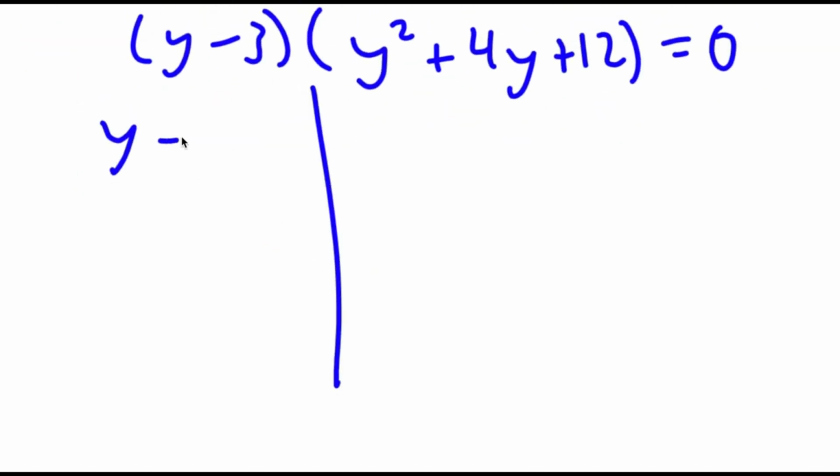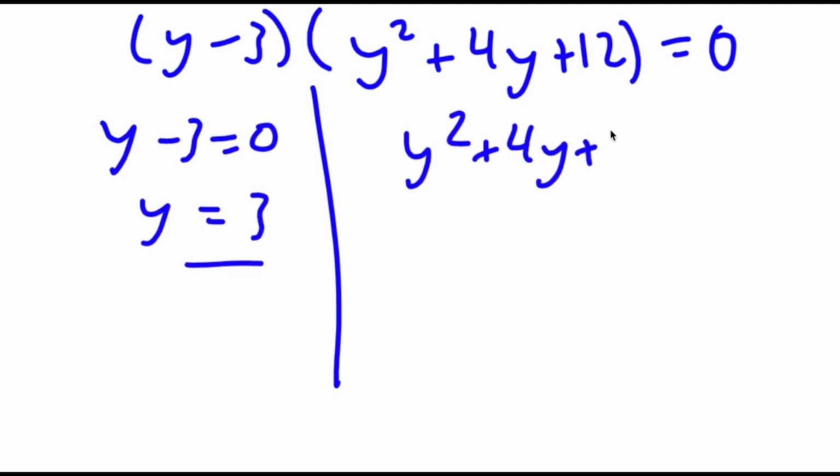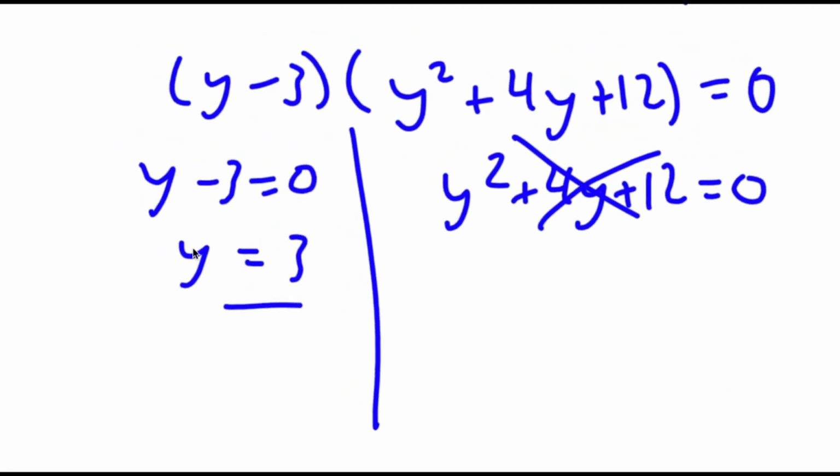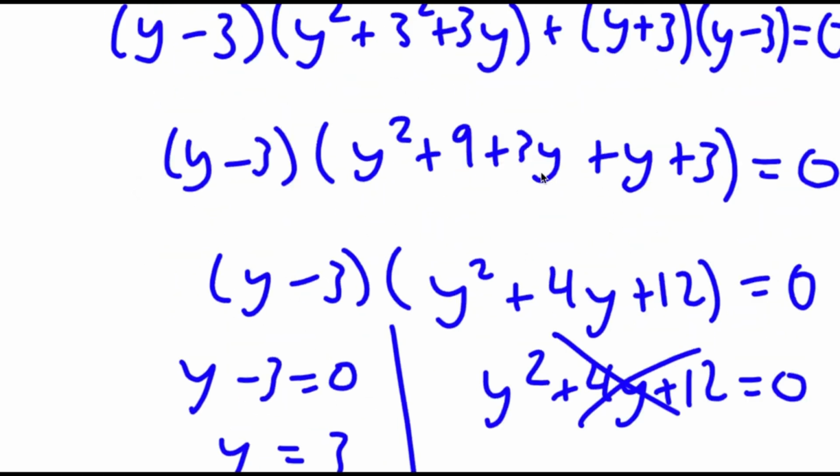So this gives me two equations. y minus 3 is equal to 0, which means y equals 3. This is one solution. And y squared plus 4y plus 12 is equal to 0. So to solve this, we have to use the quadratic formula, which is negative b plus or minus the square root of b squared minus 4ac over 2a. And I'm not going to waste your time actually plugging them in, but if you do, you end up getting that it's less than 0, so this won't work out. So y equals 3 is my only solution to this equation.